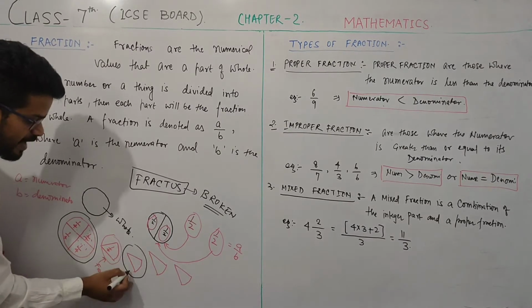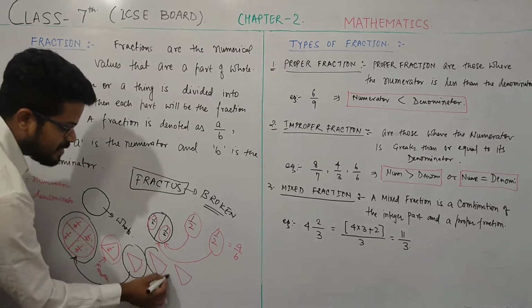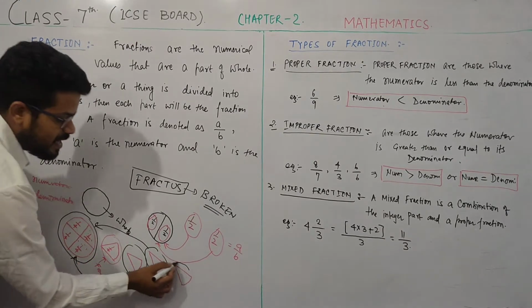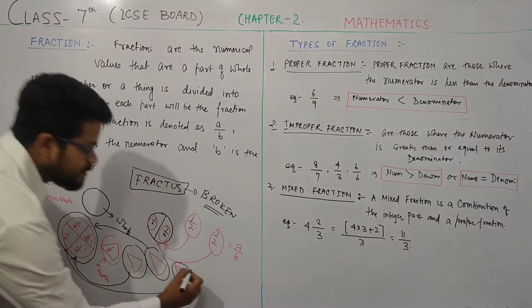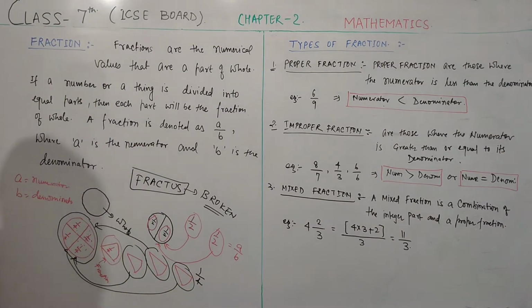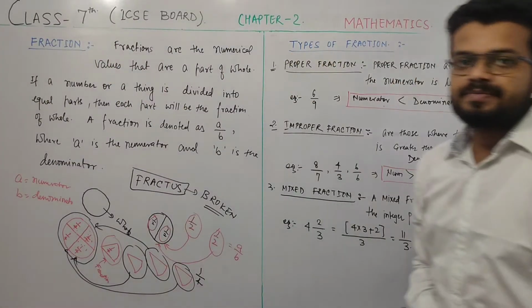This is also a fraction of this whole pizza, this is also a fraction of this whole pizza, and this is also a fraction of this whole pizza. How much fraction? This is 1 by 4. So this is the example of a fraction.